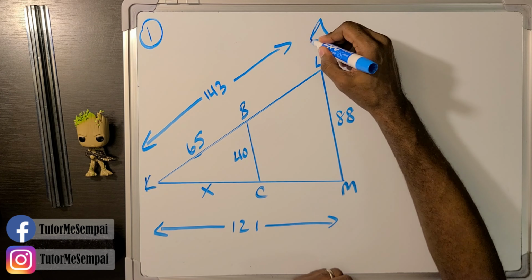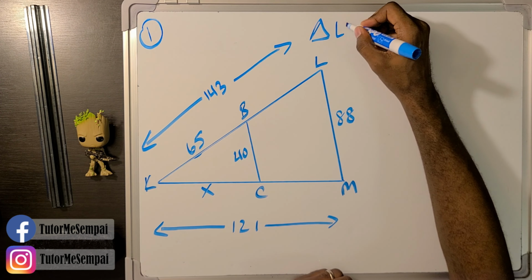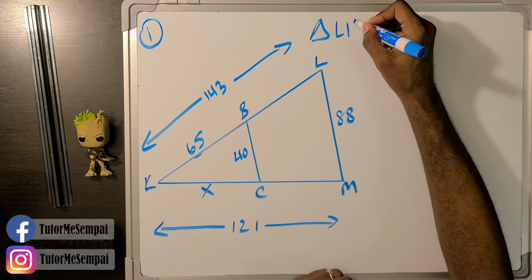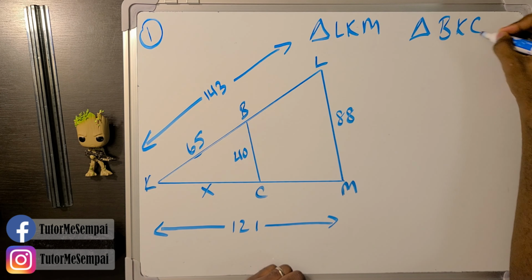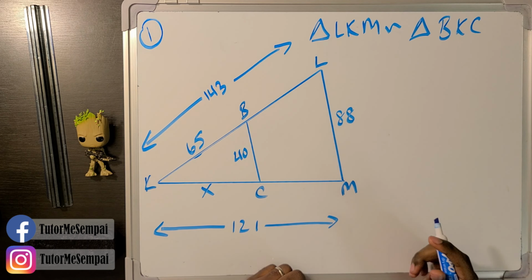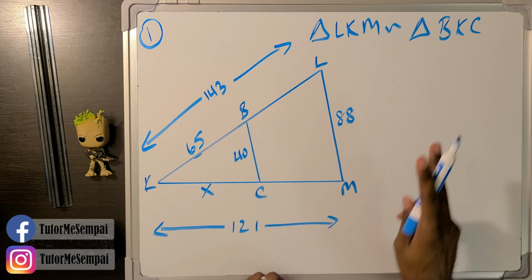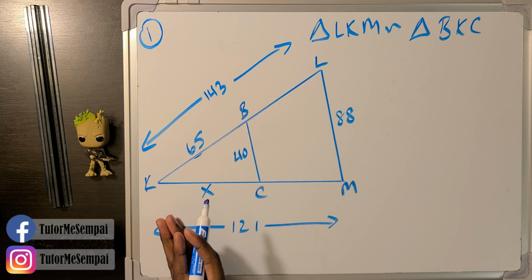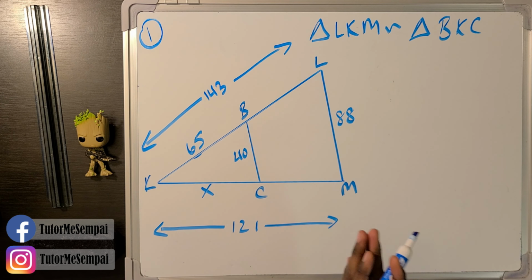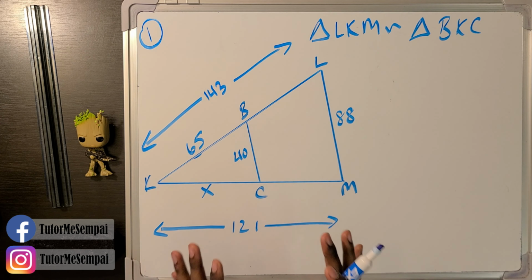So we have triangle, and it's going to be the big one first. So LKM. And we have triangle, the smaller one now, triangle BKC. And we said that they're similar. But how do we know that these two triangles are similar beyond me telling you they're similar? Remember, two triangles are going to be similar when all corresponding angles from one triangle equal all corresponding angles from the other triangle. So let's do a quick glance to make sure we have that happening here.